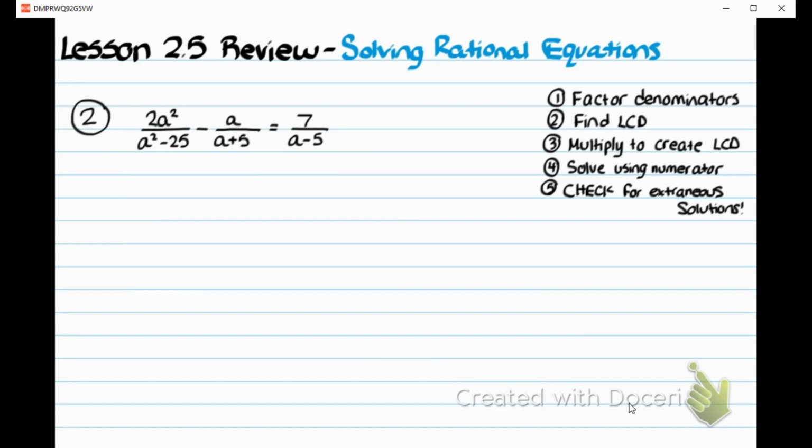Okay, so we're on number 2. Same thing, I have the steps right over here to the right. So first step, we want to factor the denominators if we can. So I'm actually going to rewrite this. The first one, we can factor by difference of 2 perfect squares. So let's write that down. I can't factor a plus 5, so I put it in parentheses. I can't factor a minus 5, so I put it in parentheses.